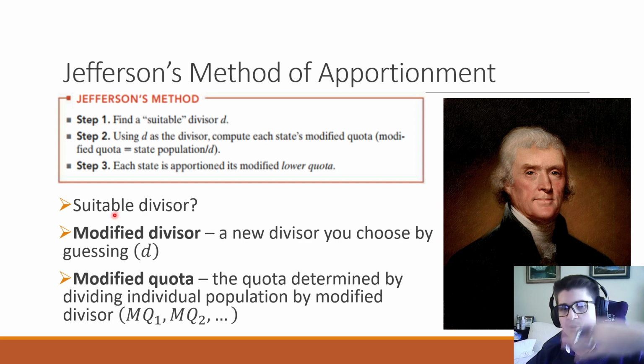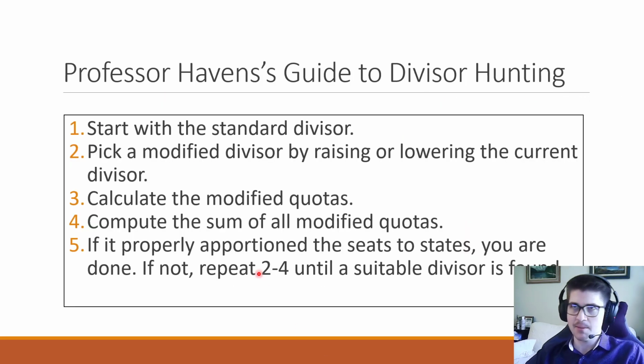So we can guess our way through the modified divisors until we find one that is suitable. And once we do find one that's suitable, we're good. If we know the suitable divisor ahead of time, it's very, very easy. It's actually even easier than Hamilton's method. But part of the trouble is actually finding a suitable divisor. How do we do that?